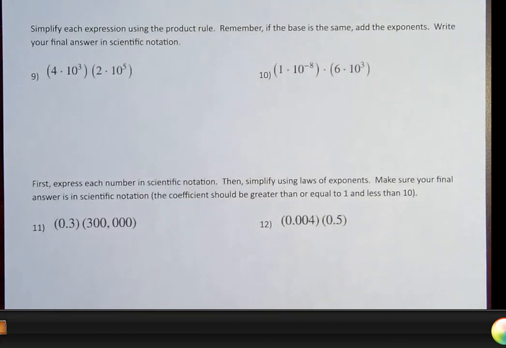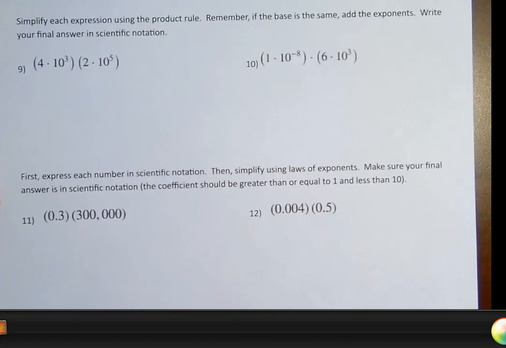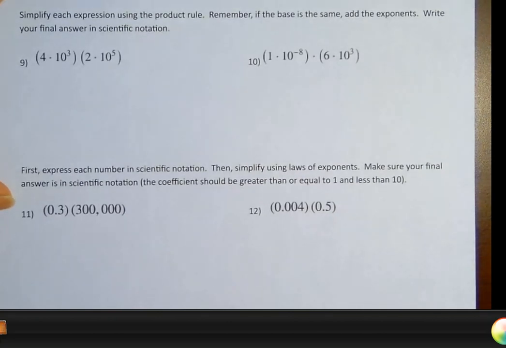Okay, so I thought we were at the end there. Just kidding though. We have one whole page left. Continue to try these on your own and then pause the video and come back and see how you did, okay? We're going to simplify each expression using the product rule. So that means if we are multiplying two things that have the same base, we just add the exponents.